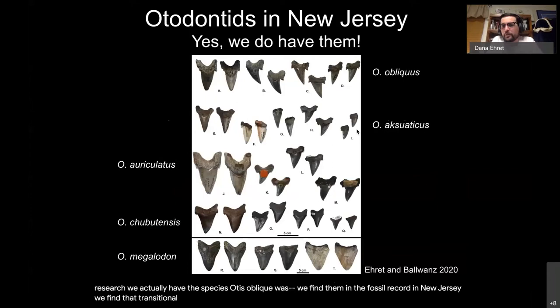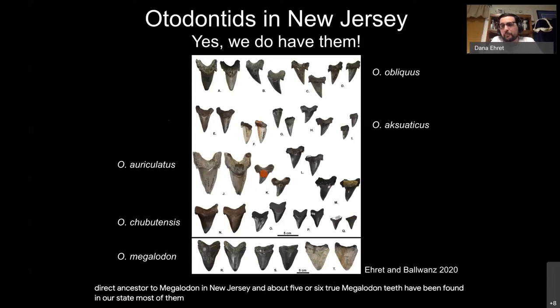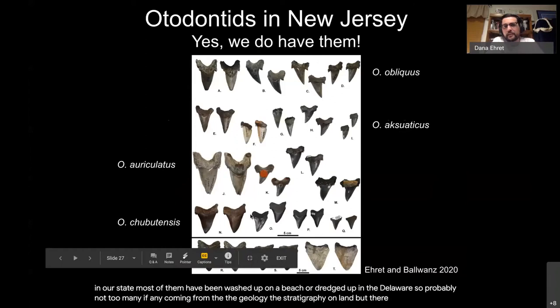We have Otodus auriculatus, this extinct species that lived during the Eocene. These teeth are not that uncommon in New Jersey. We have the shark Otodus chubutensis, the direct ancestor to Megalodon in New Jersey. And about 5 or 6 true Megalodon teeth have been found in our state. Most of them have been washed up on a beach or dredged up in the Delaware. So probably not too many, if any, coming from the geology, the stratigraphy on land. But their ancestors certainly are common in New Jersey.